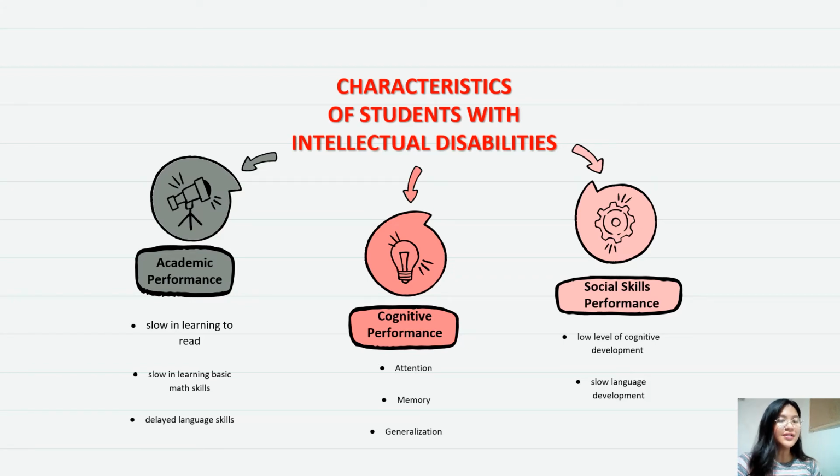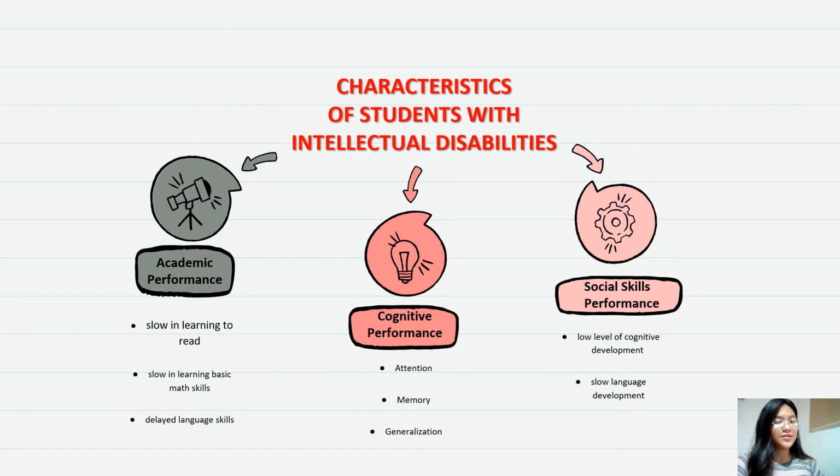Attention. Students have difficulty in attending. They should be orienting to a task, which means they should focus on the direction of the task. They should have selective attention, which means that they should only focus on the relevant task, not on an unimportant task. And sustained attention means that they continue the task for a period of time. But students with intellectual disabilities can't attain these attentions.